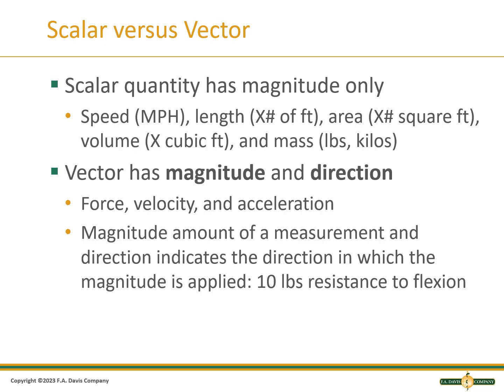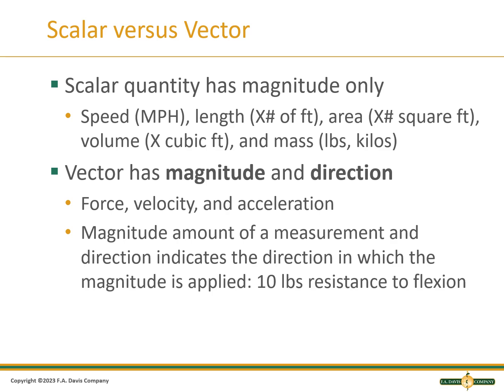In biomechanics, it's also important to understand the difference between scalar and vector quantities. Scalar quantities only have magnitude, which indicates how much. Examples are going to include things like speed, length, area, something that tells how much there is. Vector quantities give magnitude and direction, so we know both how much and where the quantity is going. Examples of vector quantities are going to include force, velocity, and acceleration, so more of our physics-like terms.